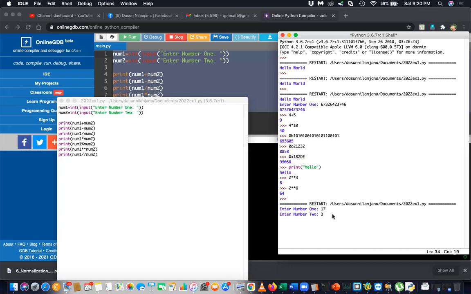17 divided by 3 is 5 point, 5.666. Then 17 multiplied by 3 is 51. Correct, 51.